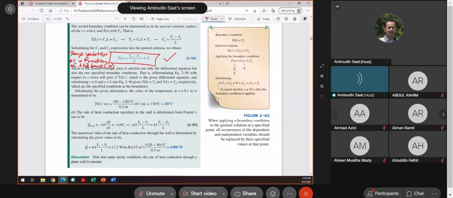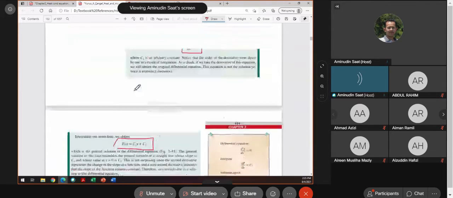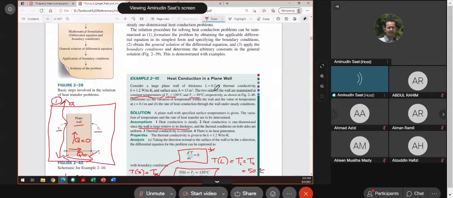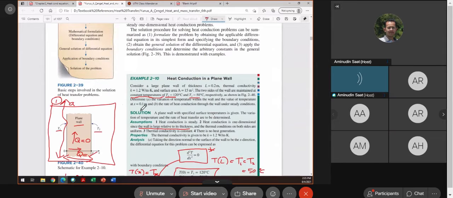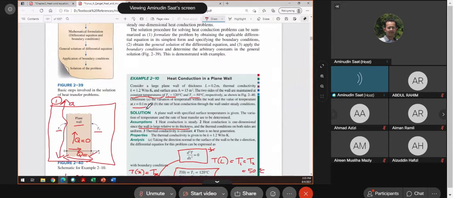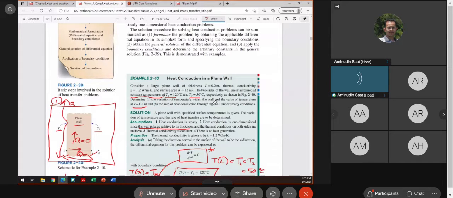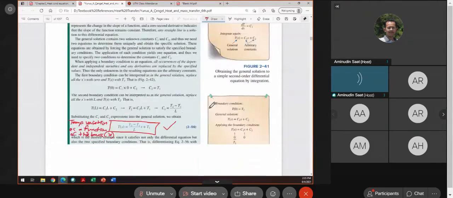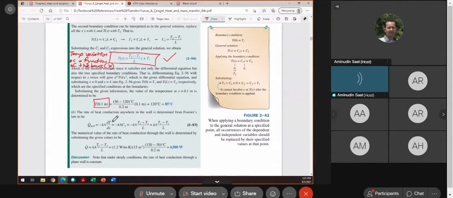For example, here you want to find the temperature at 0.1 meter, because it is already stated in the problem. You need to first find the variation of temperature within the wall, which is T(x), and the value of temperature at x = 0.1 meter. So you need to find the temperature at 0.1 meter and the rate of heat conduction.